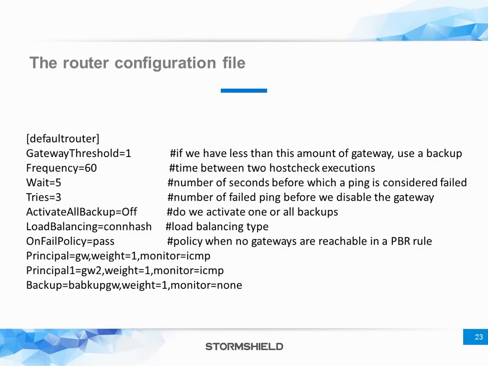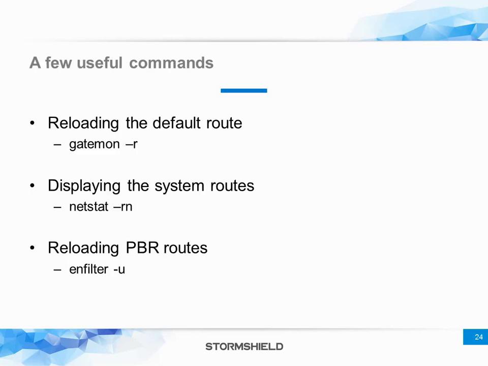The load balancing type. On-fail policy is what we do in the case of a policy-based routing rule with no gateway reachable. And finally, our gateways list, so principal and backup. Here are a few useful commands you may want to use when monitoring router objects.